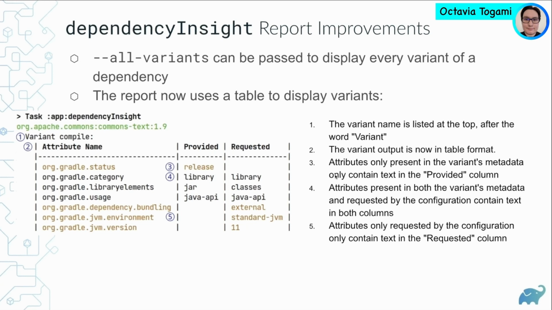This can be used to see what attributes needed to be added if you want to select a different variant. The report also now uses a table to display these variants, which allows you to more easily compare and contrast which ones are selected or not, and this has some details as you can see here.